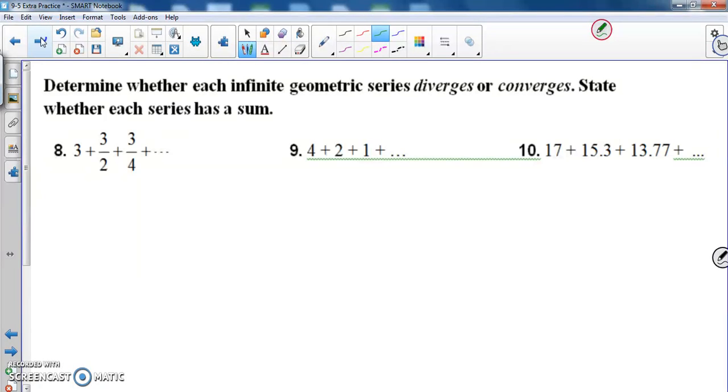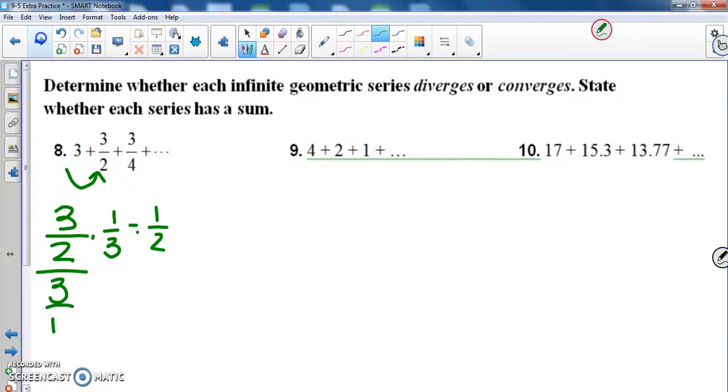Determine whether each infinite geometric series diverges or converges. State whether each series has a sum. So we have to remember diverges and converges depends on our ratio. So what is our common ratio? I'm going to do 3 over 2 divided by 3, which is 3 over 1. So I'm multiplying by 1/3, which is equal to 1/2. So my common ratio is 1/2.